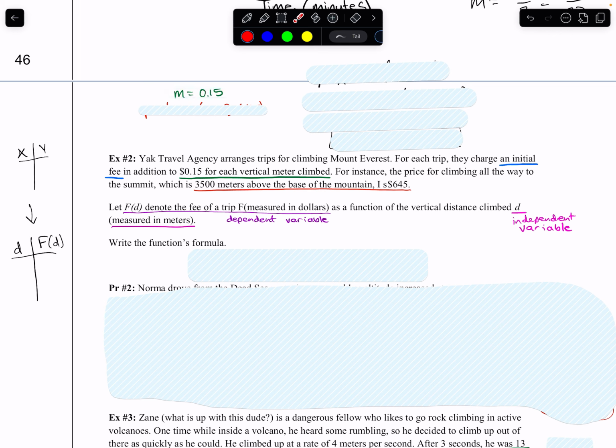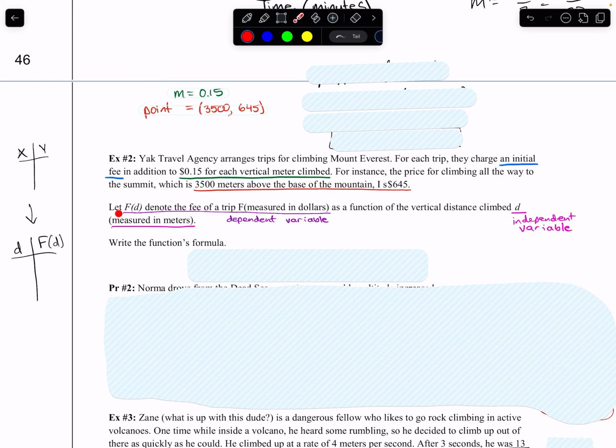One thing you should know is that this 15 cents, it's 15 cents for each vertical meter climbed. That's a rate, so that's our slope. And then they give us, underlined in red here, an ordered pair. In other words, when x, the distance climbed, is 3,500, the cost of that climb is $645. I might have gotten a little bit ahead of myself here.